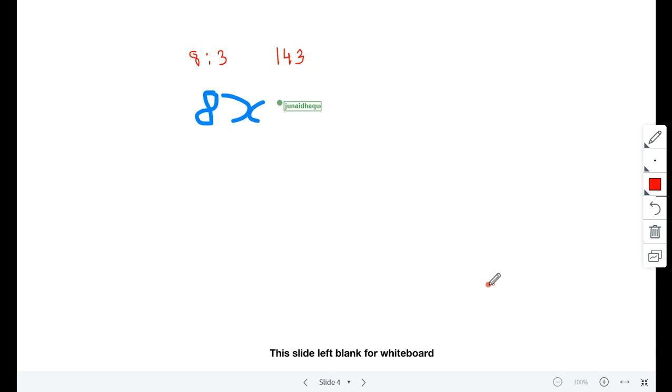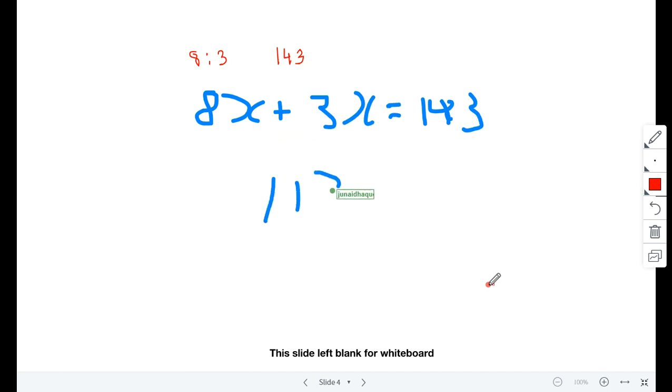8x plus 3x equals 143. So now if you add these, you get 11x equals 143. Then you have to divide this by 11 to get 13.